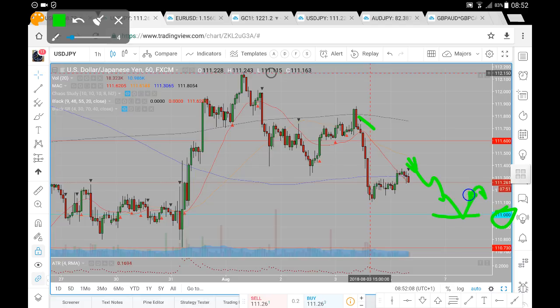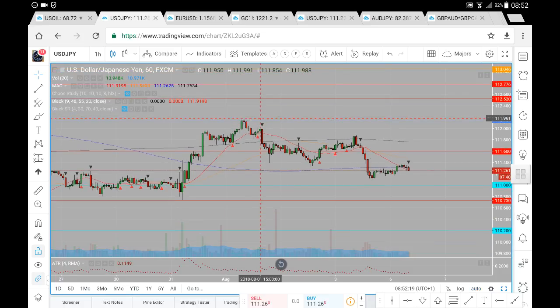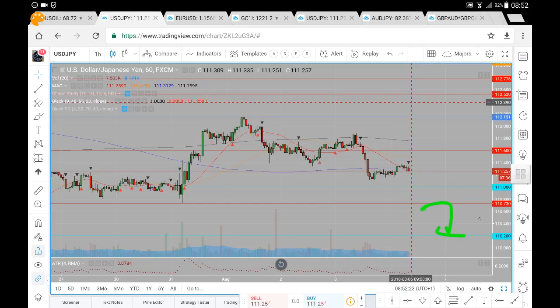If we do find support around that 111, we're looking for price to head up towards that 111.60. If however we do fail to hold support at 111, we're looking for a move down towards that 110.73. And if there is sufficient volatility to the downside, possibly even that 110.20 here on the US dollar Japanese yen.